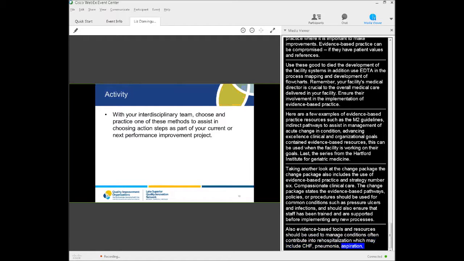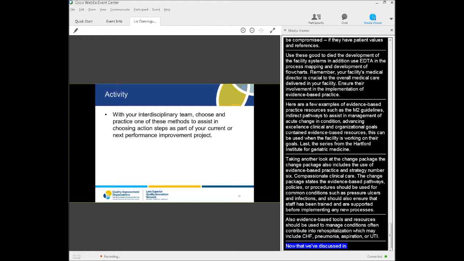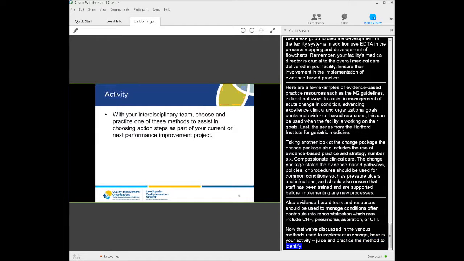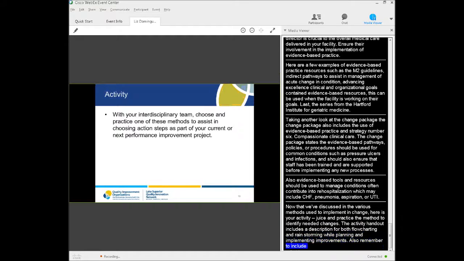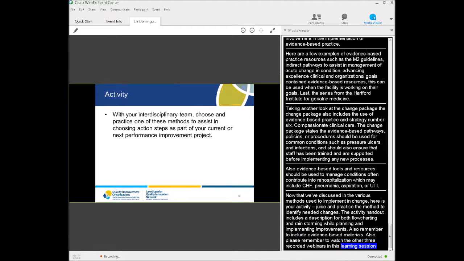Now that we have discussed the various methods that can be used when implementing change, here is your activity. Choose and practice a method to identify needed changes. The activity handout includes a description for both flowcharting and brainstorming. While planning and implementing improvements, also remember to include evidence-based materials. Also, please remember to watch the other 3 recorded webinars in this learning session, as well as complete the corresponding activities with your team.